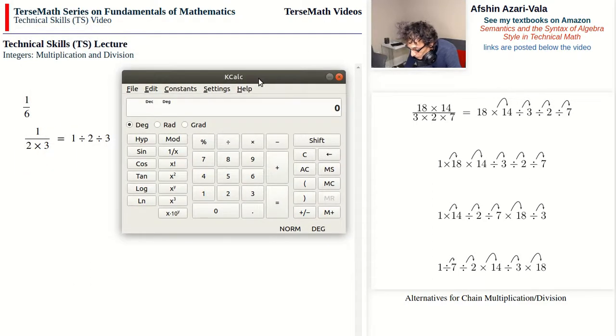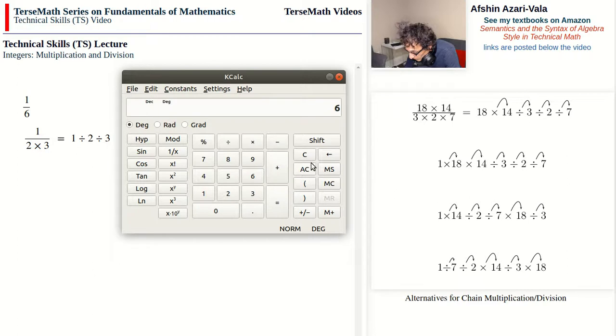Okay, so on this calculator, I'm going to type 18 and then times 14, and then I'm going to divide by, that would be this button. So divide by 3, I'm following the sequence here. Then divide by 2, and then divide by 7. And the answer will be 6. Now remember that, the answer is 6.